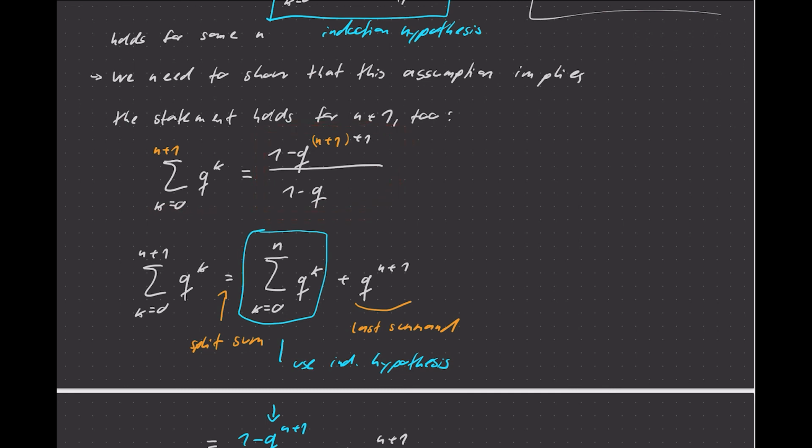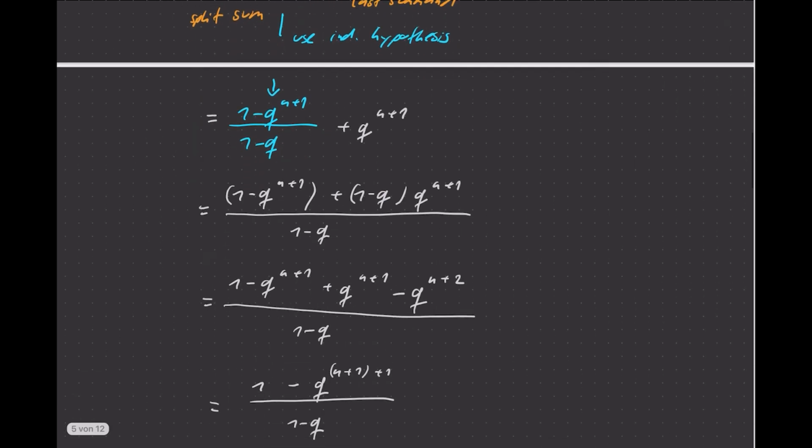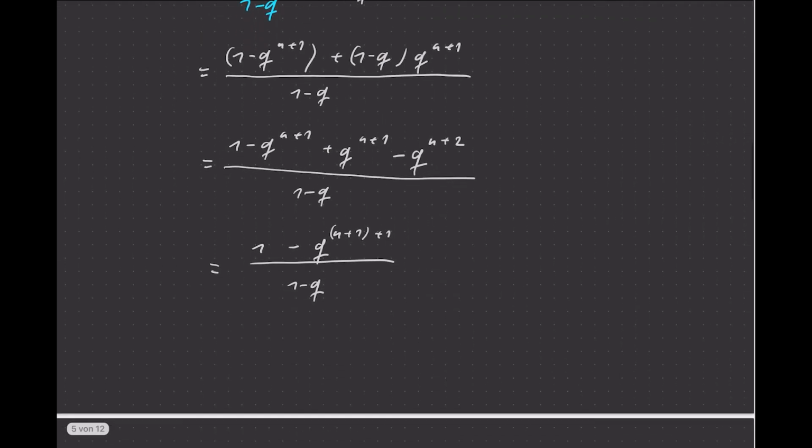So using our assumption, we actually arrived at the correct right-hand side, meaning this is what we wanted to prove. So this proves our inductive step, and that completes the proof of the geometric formula.